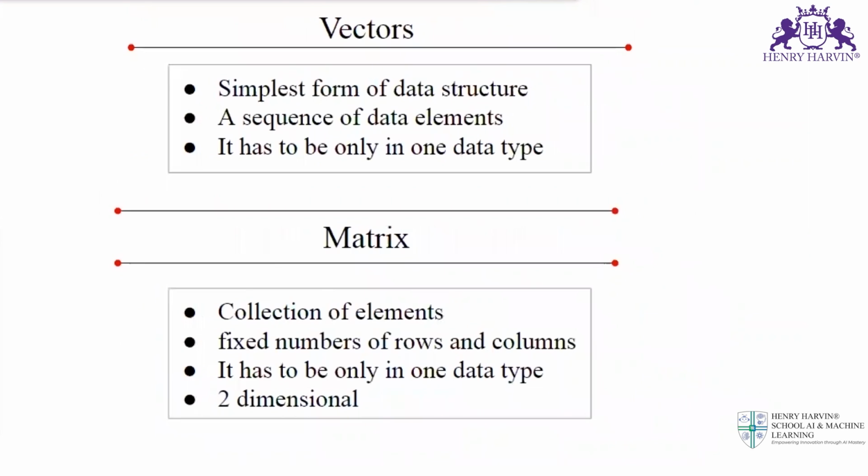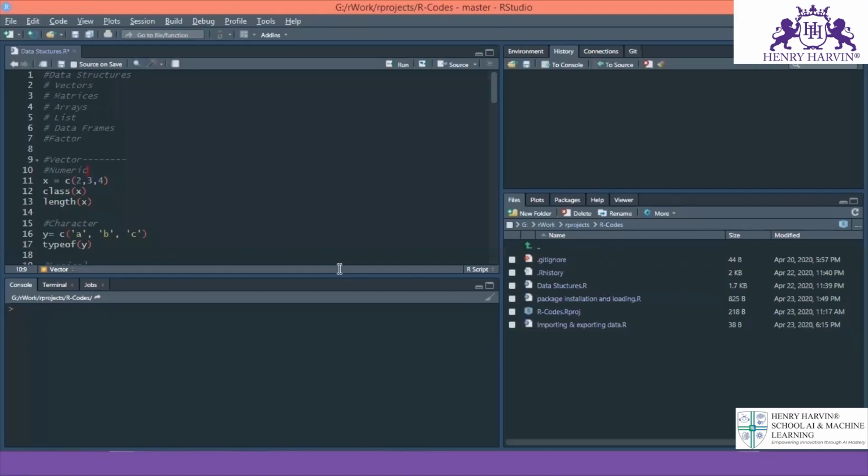So let's start with vectors. Vectors are the simplest form of data structures. A vector is a series of data elements combined in the form of a sequence. A vector should be of only one data type, either numeric, integer, character, logical, or complex. So let's go to R and start writing the code.